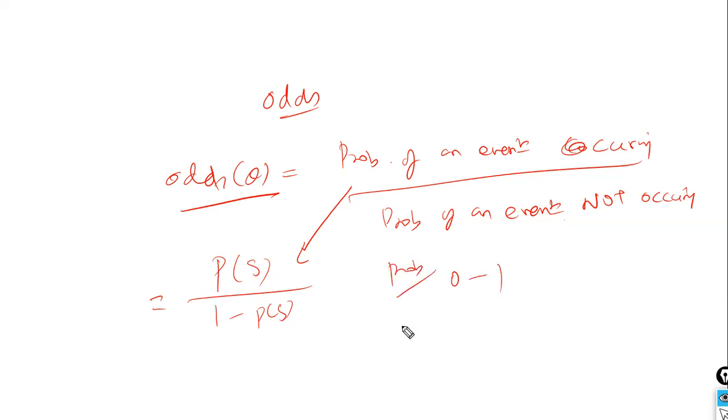Remember that probability values range between 0 and 1. And what about the odds? The values of odds range between which values?